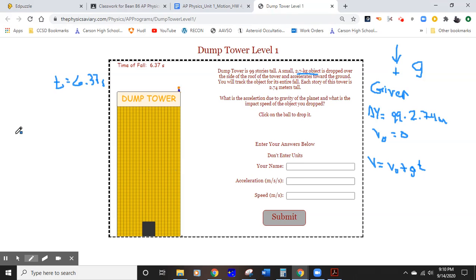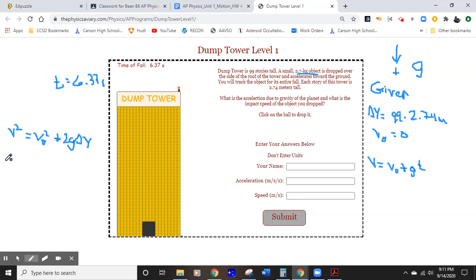Let's take a look at this equation over here. It says v squared equals initial velocity squared plus 2 g delta y. We have delta y, we don't know what g is, we know the initial velocity is 0, and we don't know the final velocity. We have two unknowns, so these equations aren't going to help us right now.